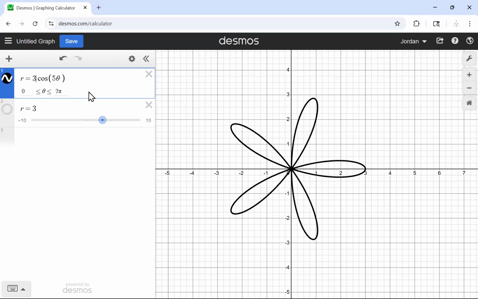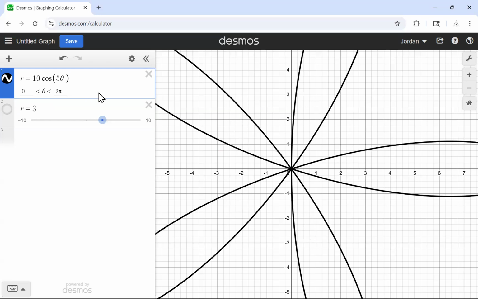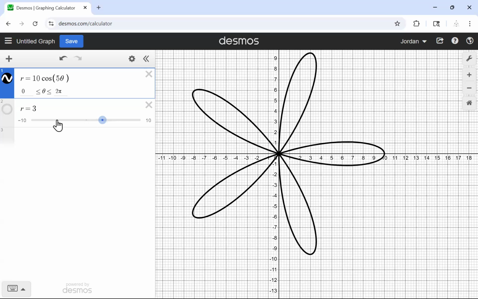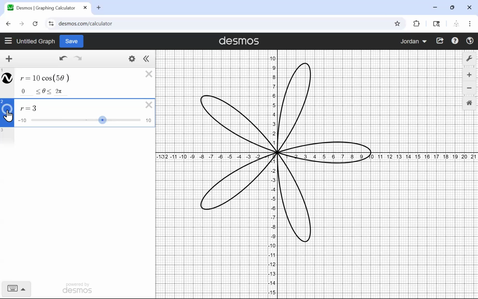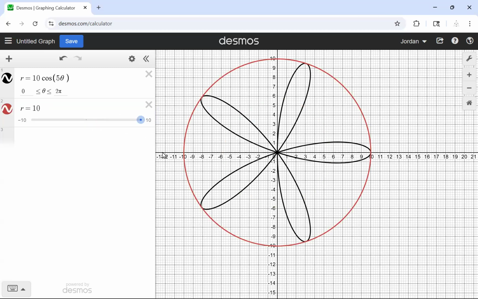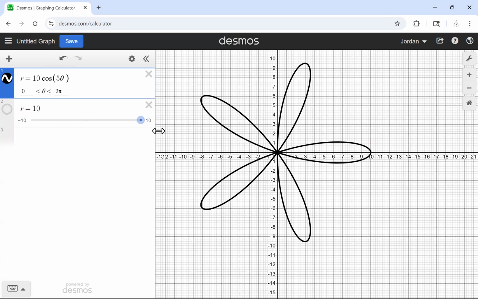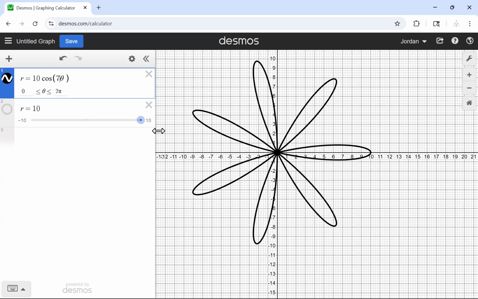Now, if we switch up the coefficient out front, let's say we put it as a 10, then that rose curve is going to be within the circle of radius 10. What's going to happen if we switch that 5 to a 7? Well, instead of getting a 5-petaled flower, we get a 7-petaled flower. And so that's what's going on.